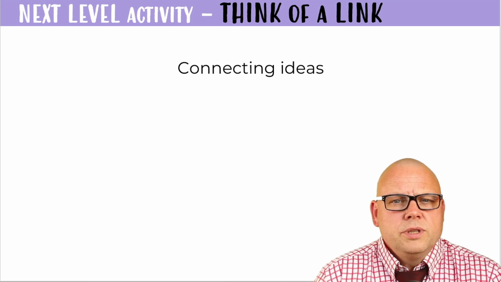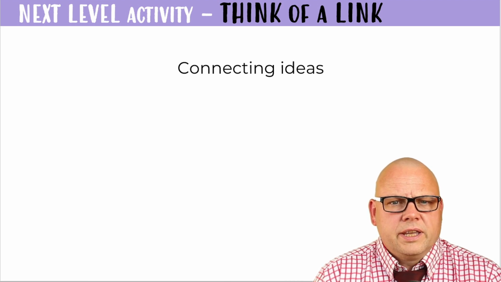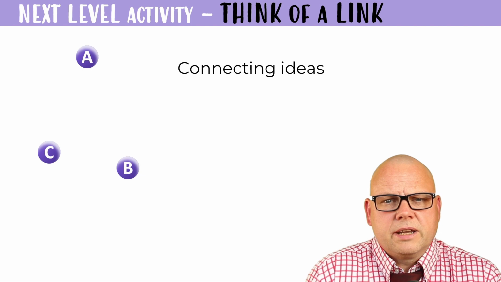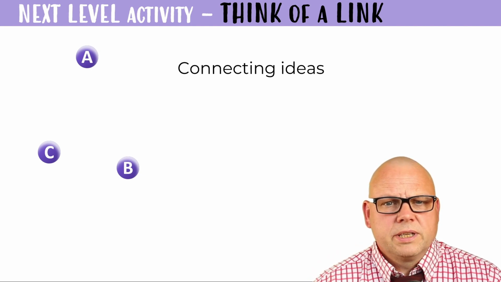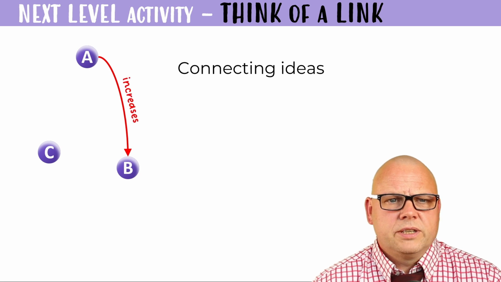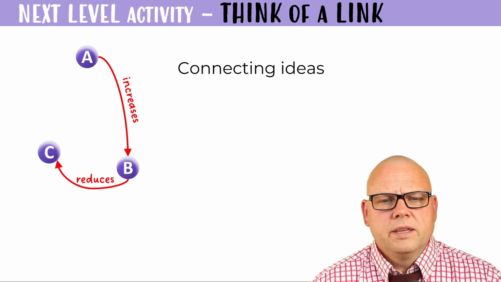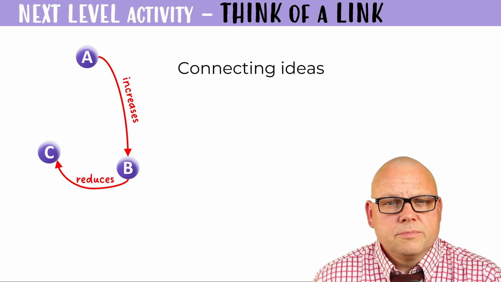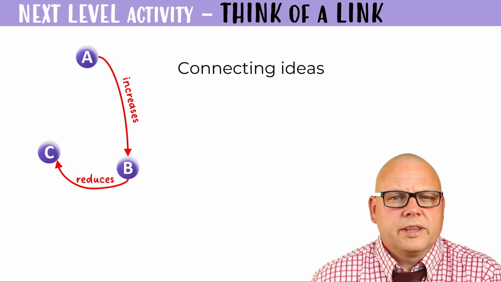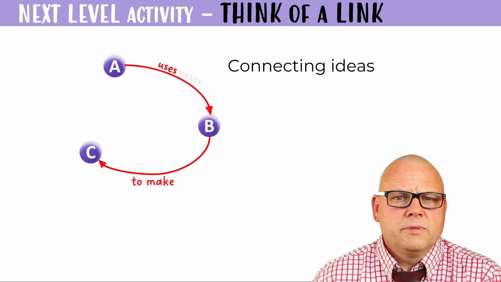Well, you need to find your ideas and then write them down. I've just written them down as A, B, C here. And then typically we use arrows to join them together to show the links. So I might say that A increases the amount of B, but when I get more B, it reduces the amount of C. There isn't a particular way that these need to be done, a particular shape or anything like that. That's up to you. You can experiment with it.